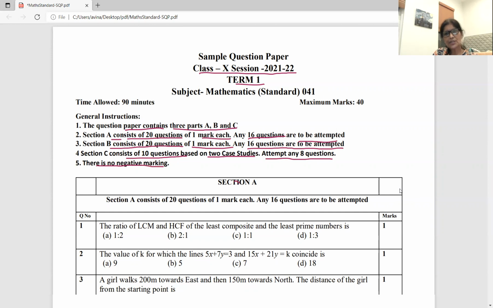So I'm starting from Section A. There will be 20 questions and each is 1 mark. So we'll go in short. No need of writing all the steps, we'll only tick mark the answers.